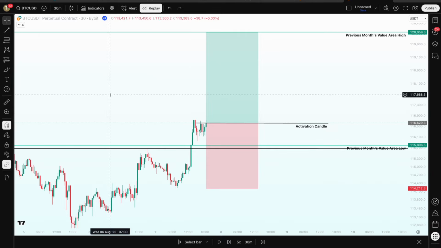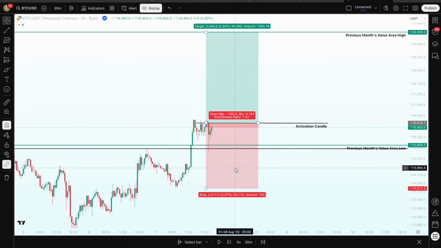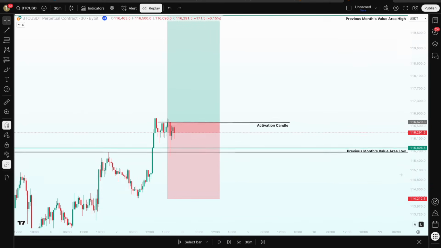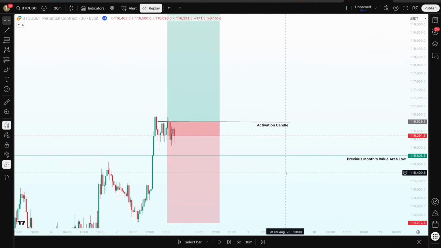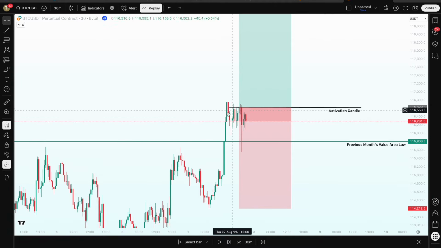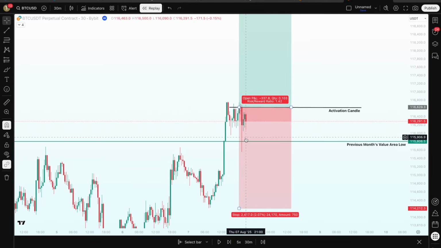Let me explain. Now, I'm going to quickly continue with this chart, and you're going to see that in the next couple candles, the chart ends up coming back down and testing the previous month's value area low once again. So here we can see this was the activation candle, and just an hour after the activation candle, we ended up testing the previous month's value area low here once again. The reason why this matters is because this here becomes a pivot on the chart as well.